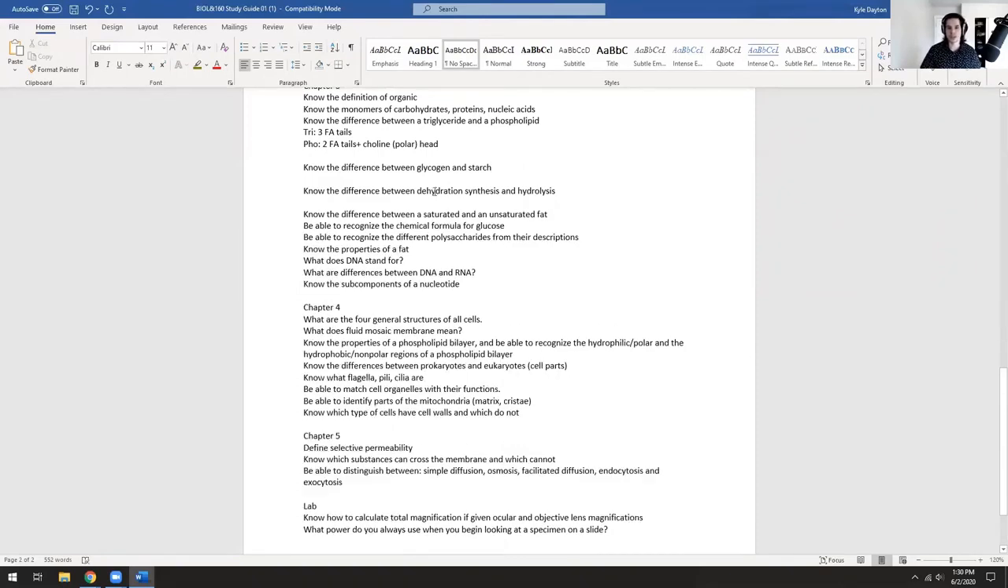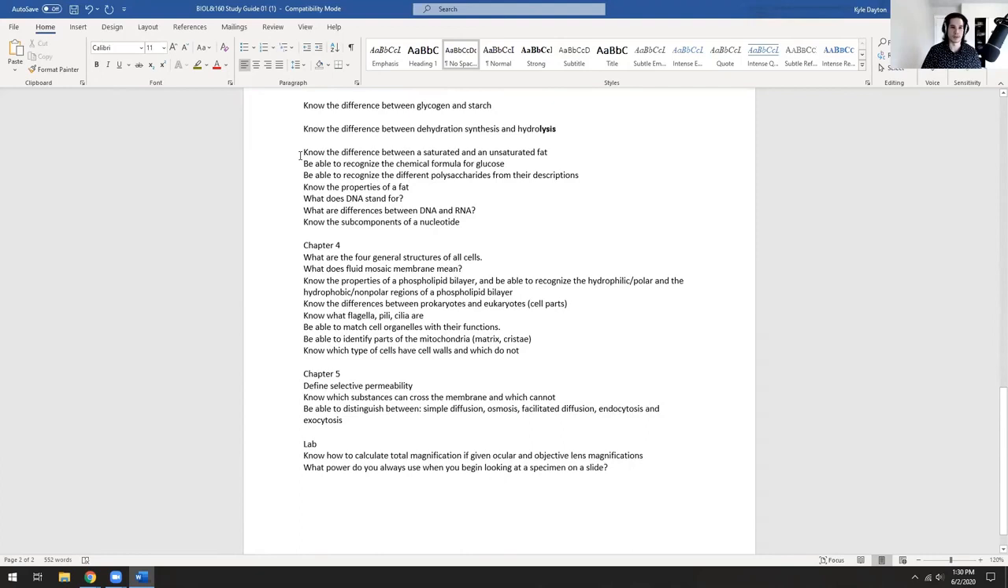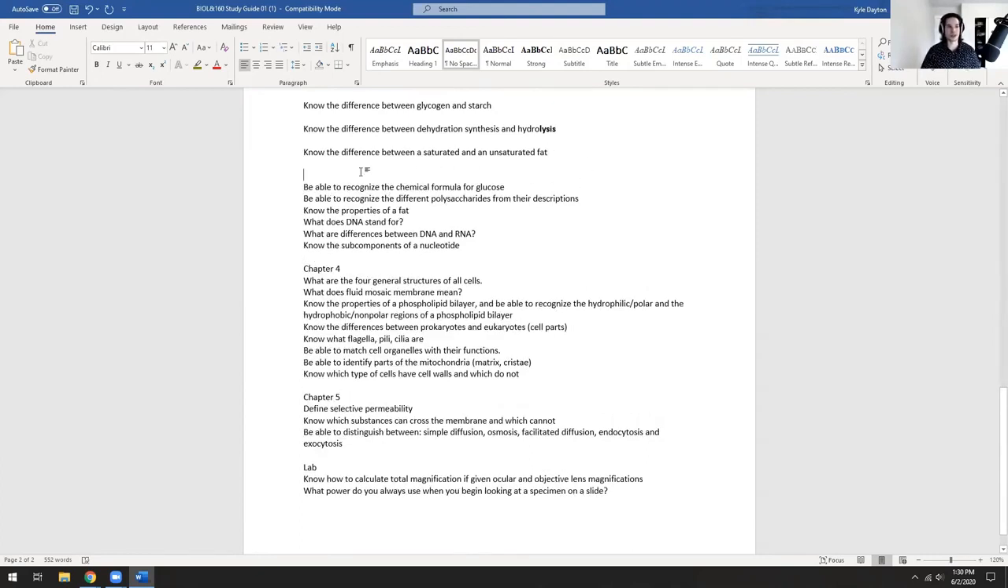Difference between dehydration synthesis and hydrolysis. We know that dehydration synthesis is to form bonds by removing a water, and hydrolysis is to break bonds by adding water. So lysis means to cut. Hydrolysis is to cut. Know the difference between saturated fat and unsaturated fat. We know that saturated fats are fully saturated with hydrogen, whereas unsaturated fats have at least 1 double bond, because when you have a double bond, that's 1 less hydrogen that can bind to the fatty acid tail.